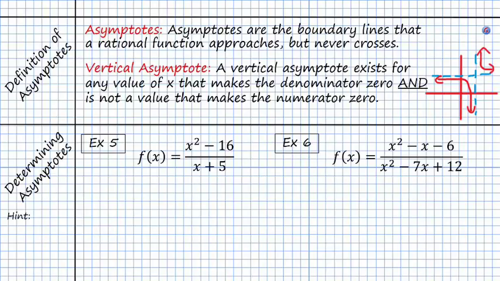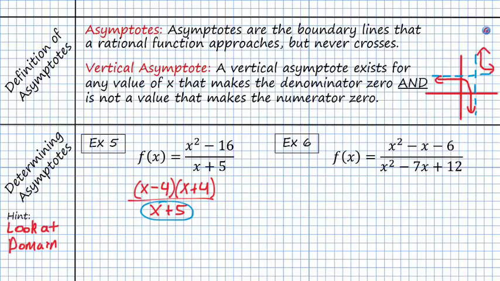Alright, so for example 5, we're going to determine our asymptotes. And a little hint here is just look at the domain and make sure that it's kind of matching up with what your domain will be. So first, in example 5, we want to factor this out. So this is going to become x minus 4 and then x plus 4 over x plus 5. And we know that the vertical asymptote exists for any value of x that makes the denominator 0 and is not a value that makes the numerator 0.